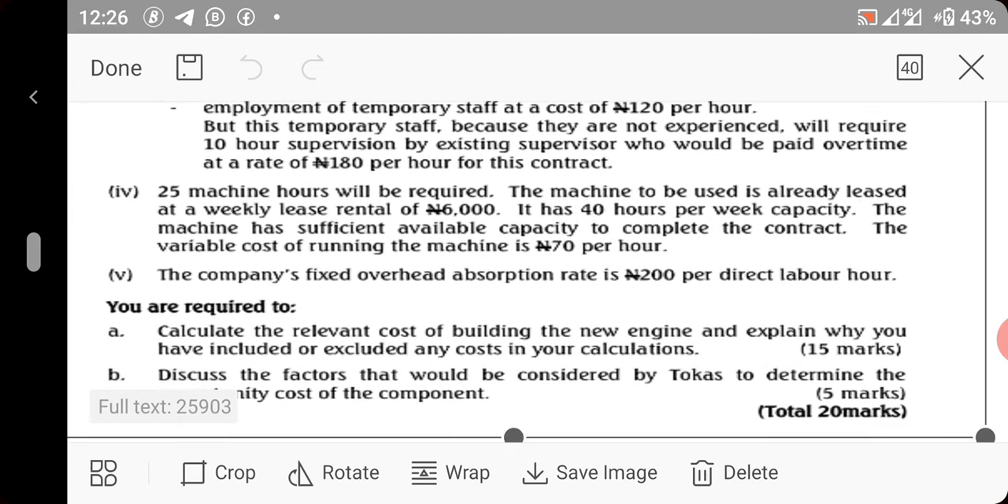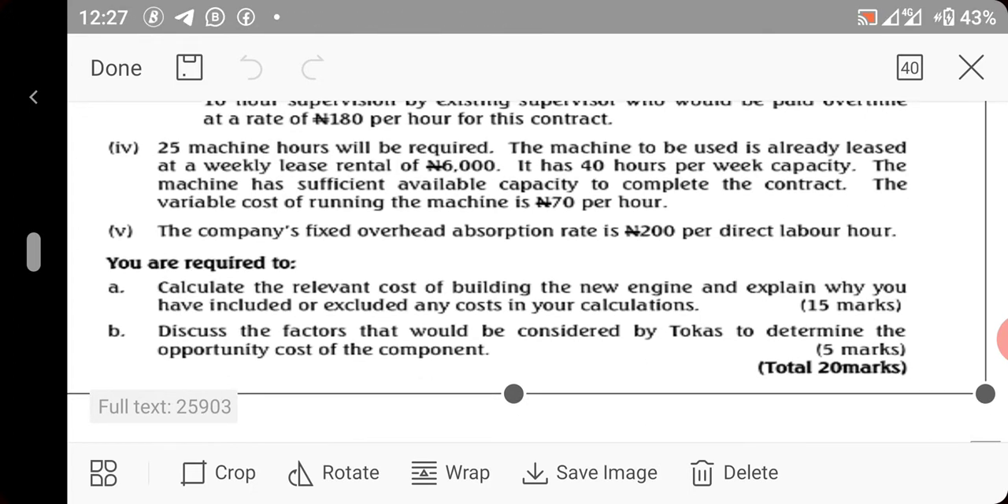25 machine hours will be required. The machine to be used is already leased at a weekly lease rental of 6,000 naira. It has 40 hours per week capacity. The machine has sufficient available capacity. The variable cost of running the machine is 70 naira per hour. The company fixed overhead absorption rate is 200 per direct labor hour.